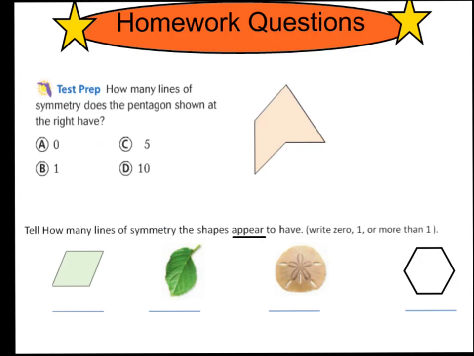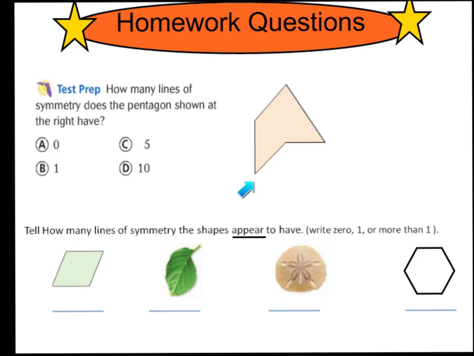Okay, so here are your homework questions for tonight. You have 2 examples. One says, how many lines of symmetry does the pentagon shown at the right have? So they're talking about this pentagon, and they're asking how many lines of symmetry do you think this pentagon has? So look at that very carefully to come up with your answer.